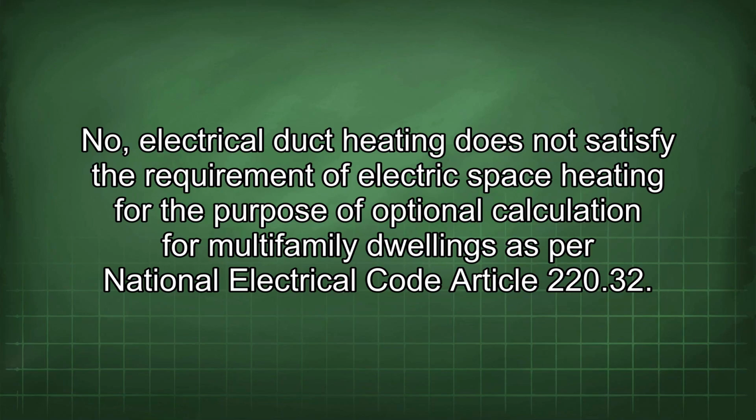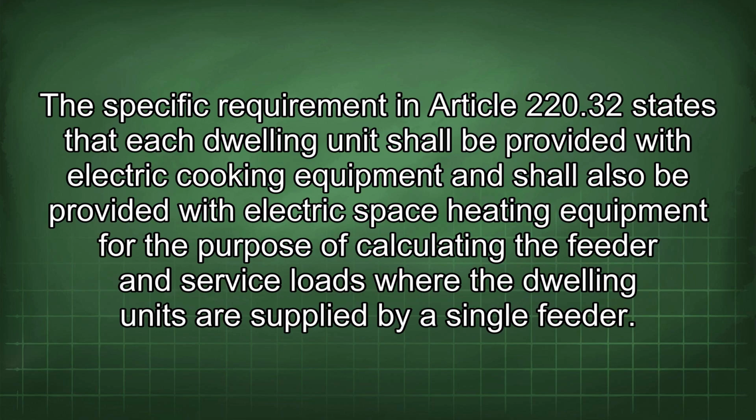Electrical duct heating does not satisfy the requirement of electric space heating for the purpose of optional calculation for multifamily dwellings as per National Electrical Code Article 220.32. This specific requirement in Article 220.32 states that each dwelling unit shall be provided with electric cooking equipment and shall also be provided with electric space heating equipment for the purpose of calculating the feeder and service loads where the dwelling units are supplied by a single feeder.